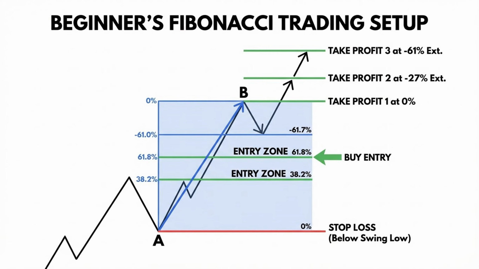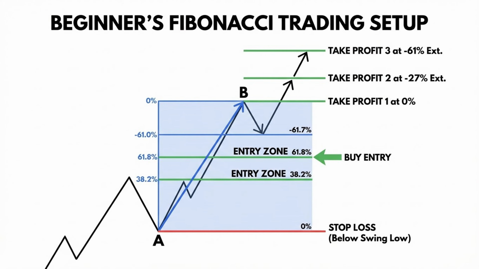The two main entry levels for this strategy are the 38.2% retracement and the 61.8% retracement. These levels act like potential support areas where the price may stop falling and continue upward again. Traders look for buying opportunities in these zones. To protect themselves, they place a stop loss below the swing low at point A. Once the trade moves in their favor, there are three suggested take profit levels.